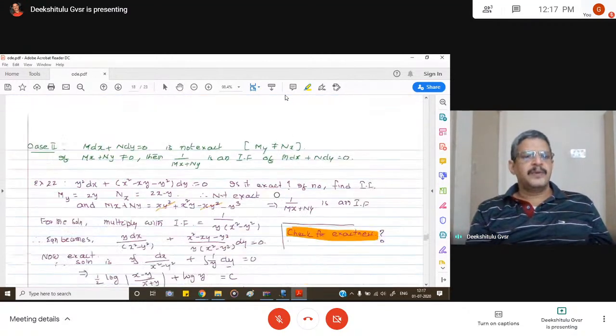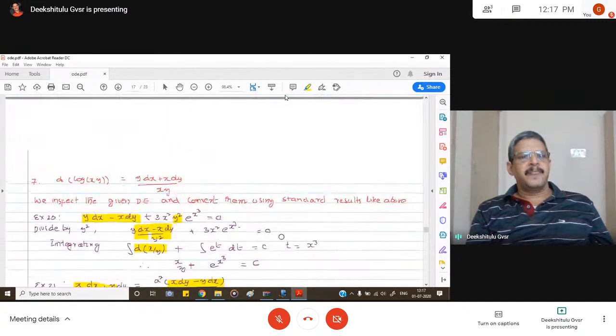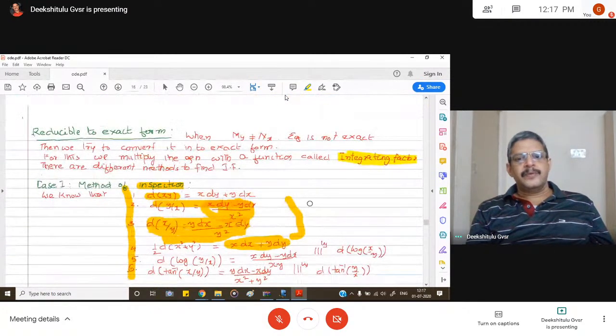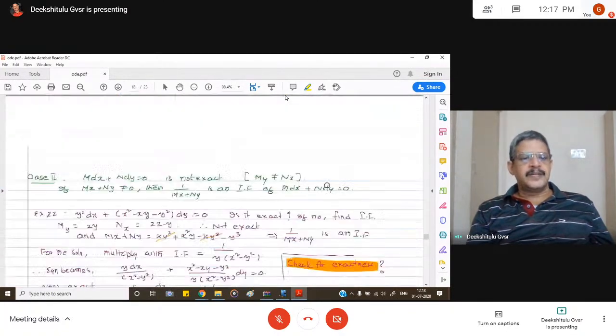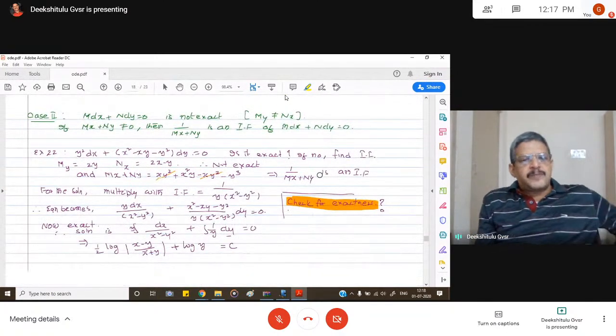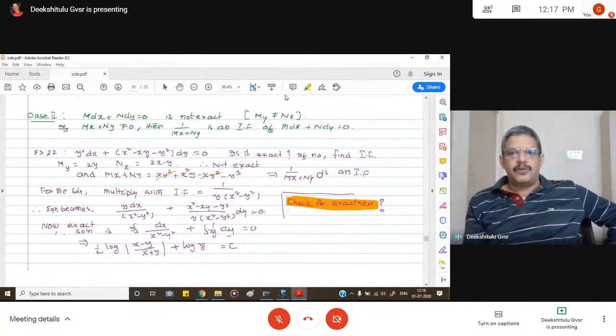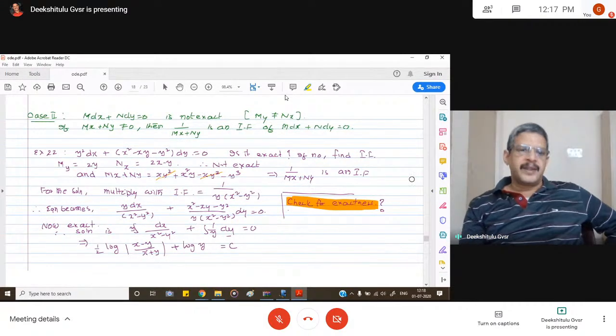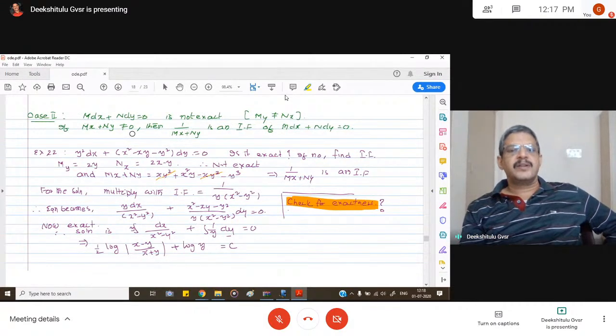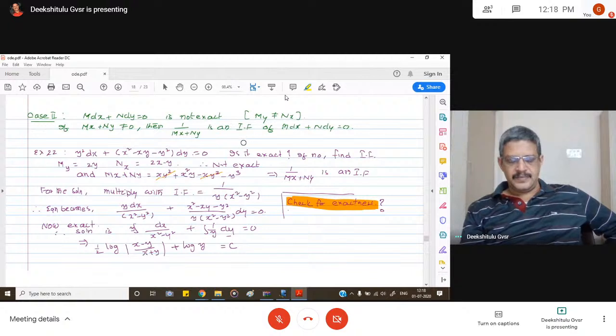So next, this is the first case, that is, equations reducible to exact form using method of inspection. The second case is M dx plus N dy is not exact, that means dou M by dou y is not equal to dou N by dou x. But if Mx plus Ny is not equal to 0, then 1 by Mx plus Ny is an integrating factor.